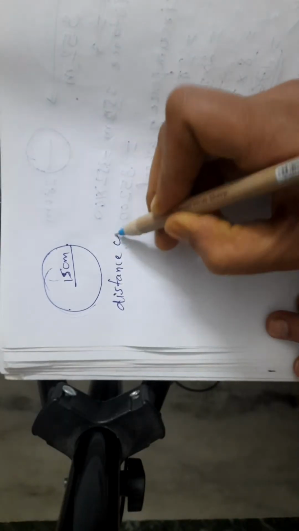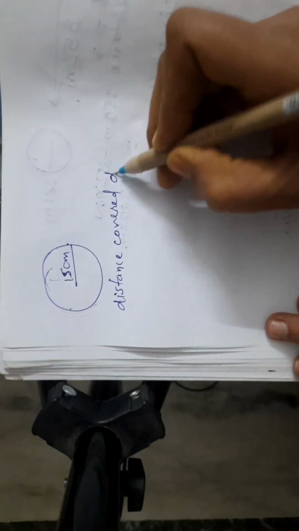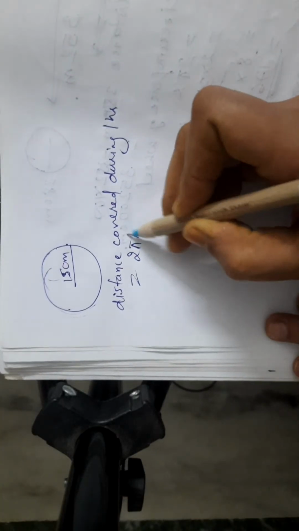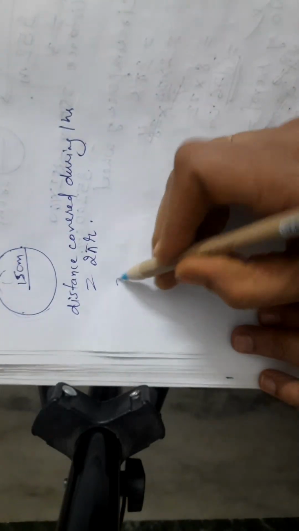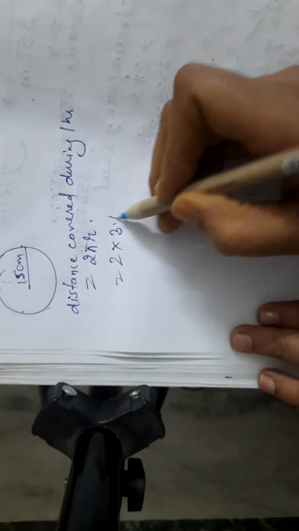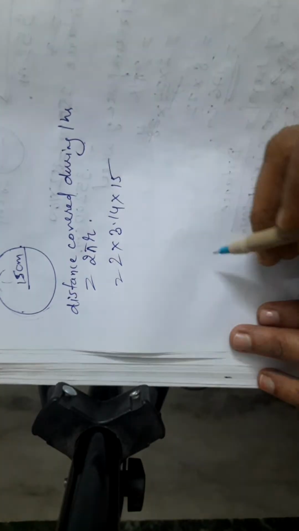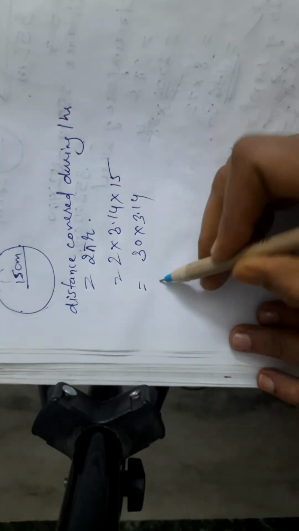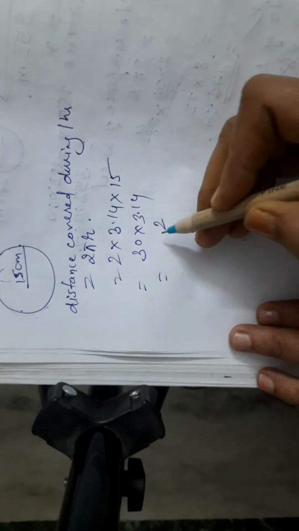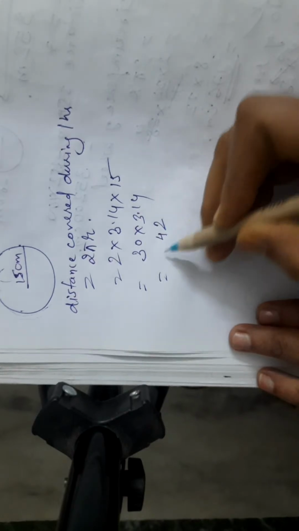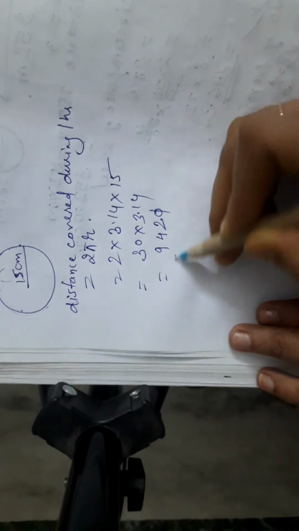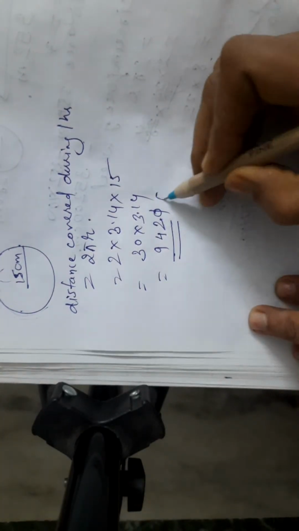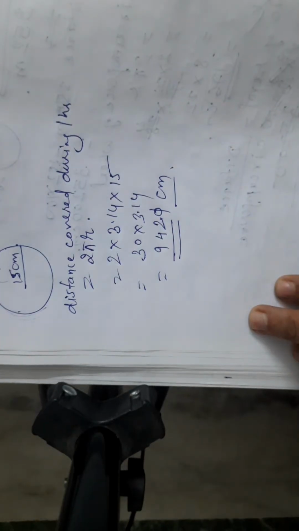Distance covered during 1 hour is the circumference. So it's 2 pi r. Put in all the values. Pi to be used is 3.14. Radius is 15. 15 2s are 30. Multiply by 3.14. So 3 4s are 12, 3 1s are 3 plus 1, 4, 3 3s are 9. So we got the answer as 942. It will cover 942 centimeter in 1 hour.